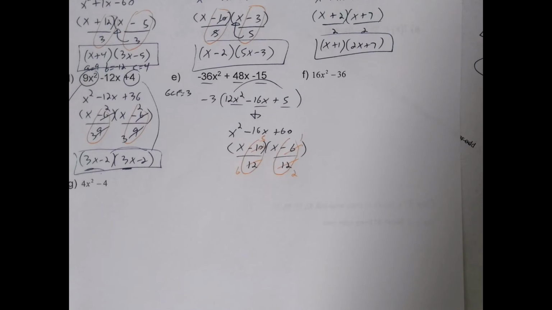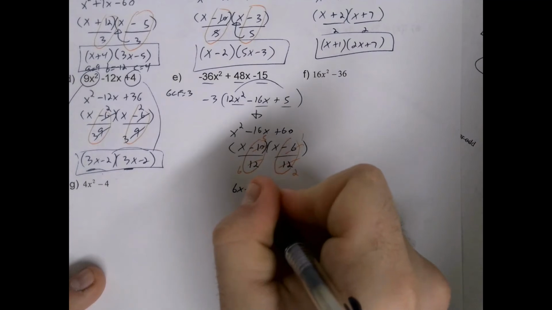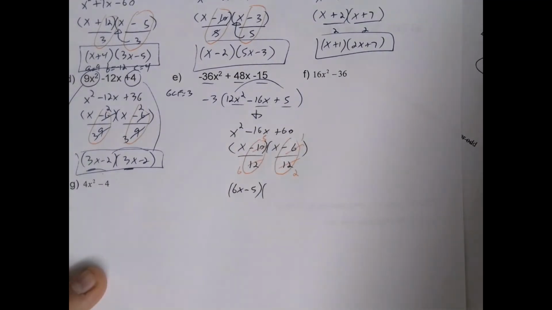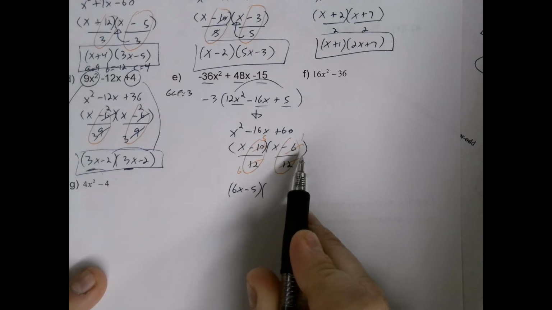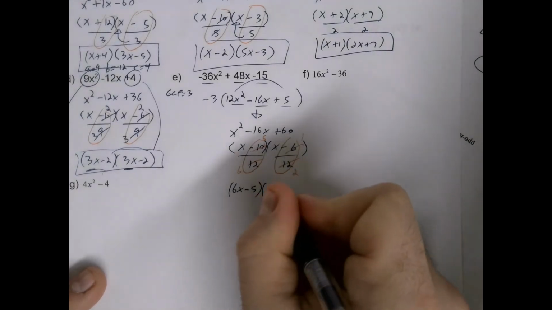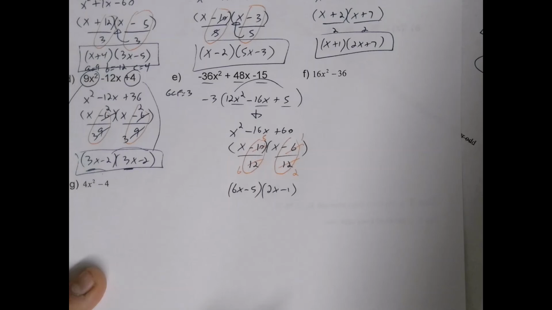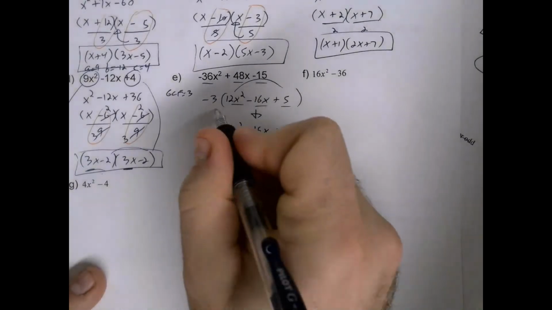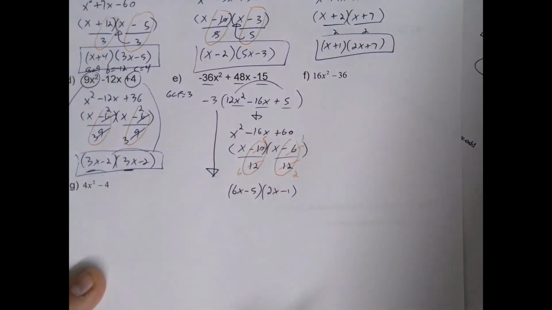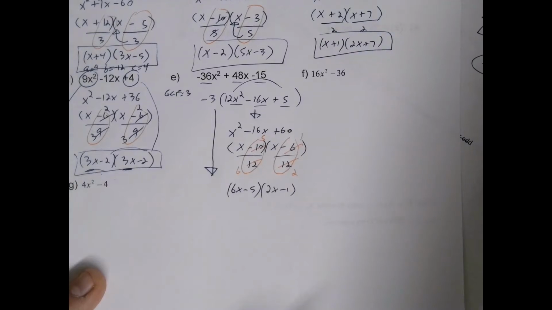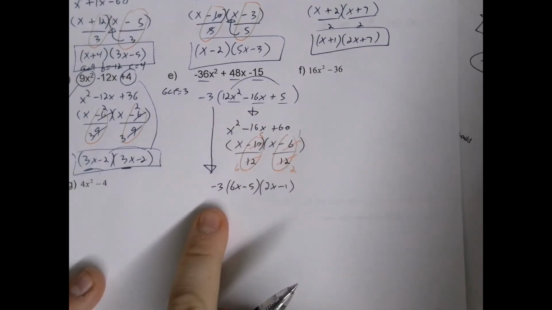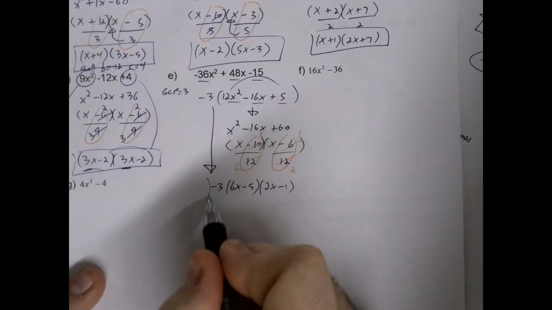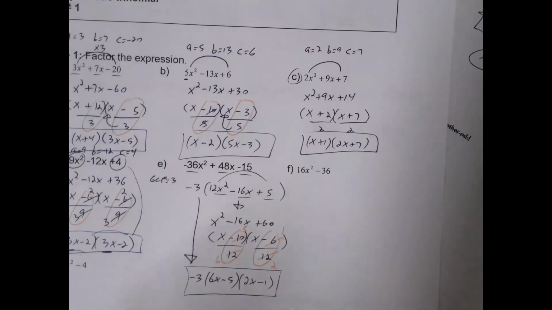So what's our first binomial look like? 6x minus 5. Very good. See how 2 doesn't come out of 1 evenly? So the other one would be 2x minus 1. Very good. Don't forget, what did we do in the beginning of the problem? Yeah, so we're going to put that -3 out front of that thing. So this becomes our factored form, guys, right there.